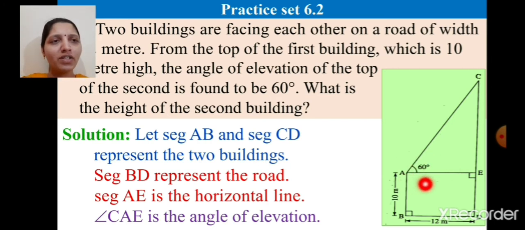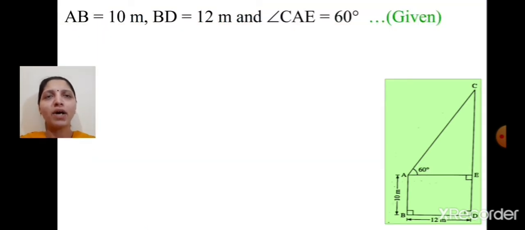Now if you observe this figure, you will find that quadrilateral ABDE is a rectangle. So you will get length of DE and you want to find length of CD. By considering this right angle triangle, you can find length of CE. And if you add these two lengths, you will get length of CD. So let's start with the calculation part.